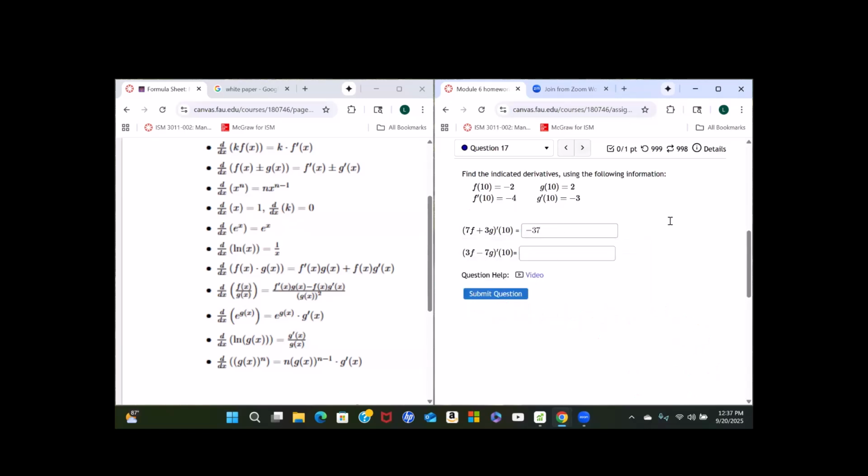Okay. Now, how do I do the next one? 3 f prime of 10. Minus 7 g prime of 10. You have to get the prime because there's also a g of 10. I thought you were going to overcomplicate it again. It's not hard.